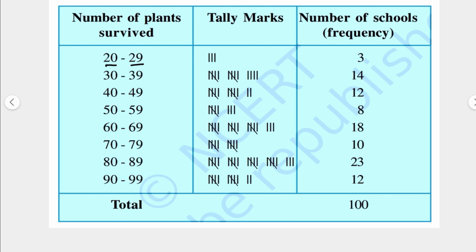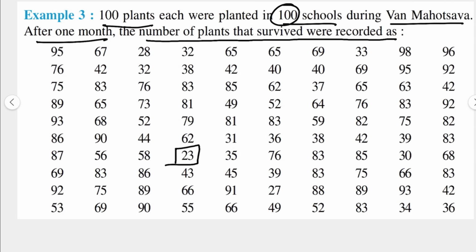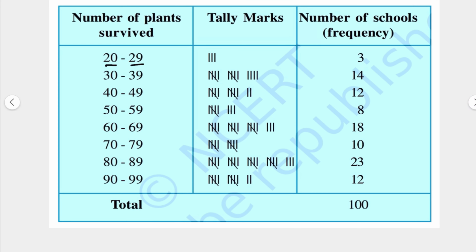Okay, now we'll count all the schools in which the number of plants that survive is 20 to 29. We have this 23, we have another, this 28. Let's check for another one. We have this 27. There is no other data between 20 to 29, so we'll write in front of this 20 to 29 three straight lines, 1, 2, 3, and then here its frequency we will write 3. This is called its tally mark.